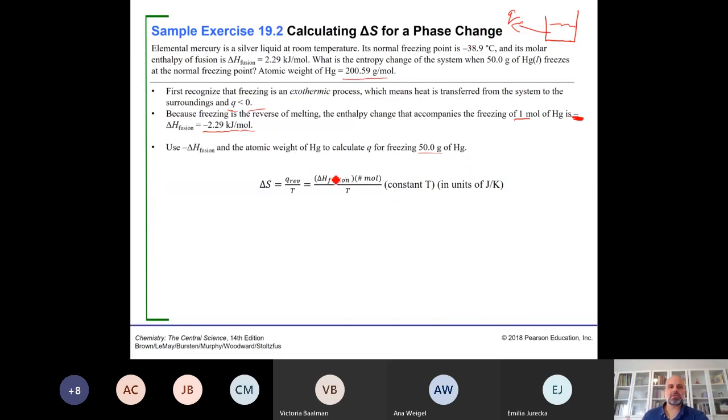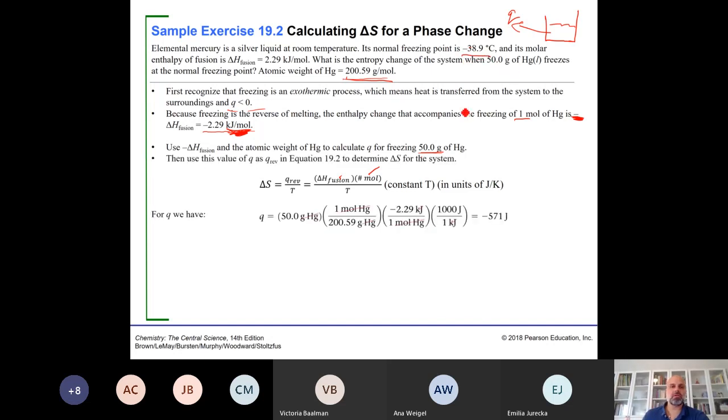We have our delta H of fusion, and we need to calculate the number of moles. We have 50 grams and the atomic weight, so we can calculate our number of moles, because our units for fusion are in kilojoules per mole. So we're simply going to be plugging it in. We know the temperature this occurs at: a constant temperature of minus 38.9 degrees Celsius. So we calculate the heat first.